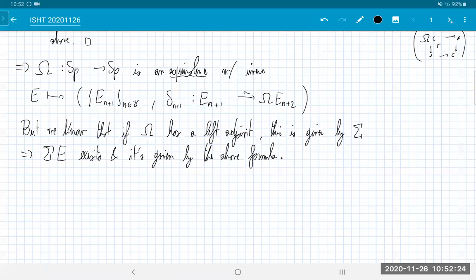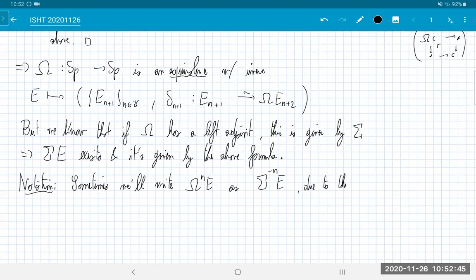Okay, because now we're going to talk about presentations of spectra. Now that we have all that, just a small amount of notation. Sometimes we'll write omega^n of E as sigma^{-n} of E, due to this remark above. So this is just a shifting operator. Now we're allowed to shift also in negative degree. That's just notation.